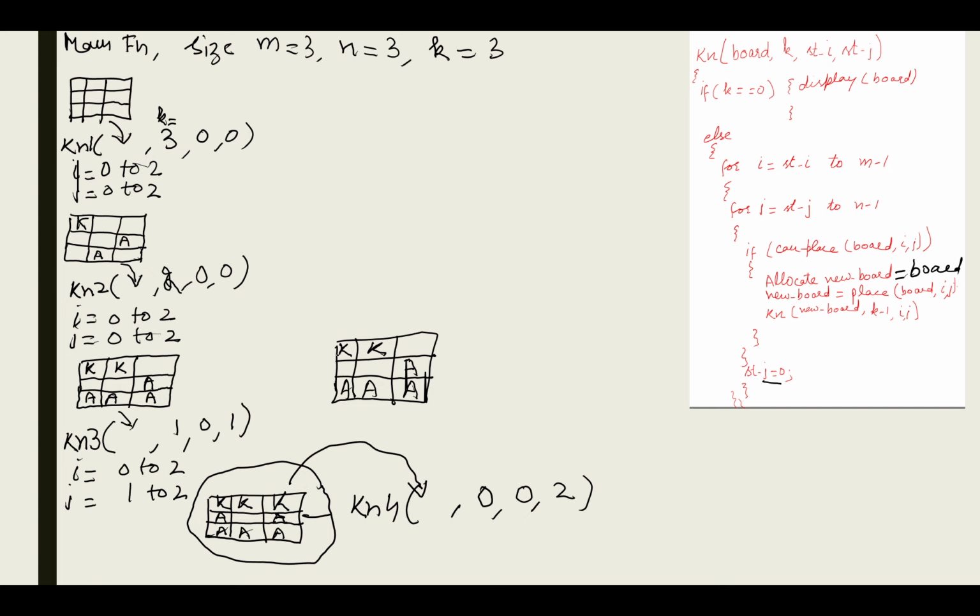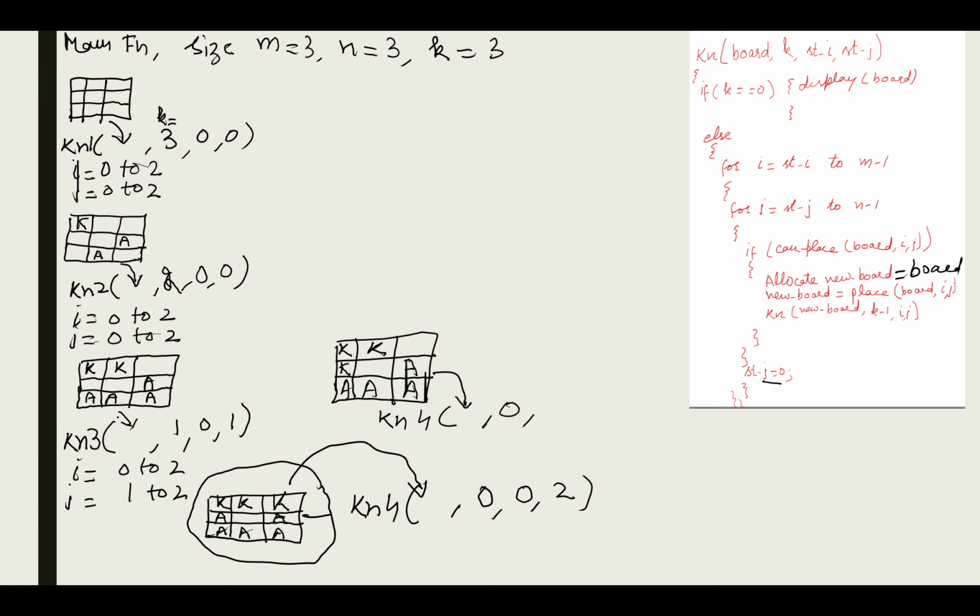Now we will place the new knight here instead of that, because our loop is at 1, 0. So the third knight is placed here. In the previous case, the third knight was placed here. Again, after placing a knight, we call Kn4 again, the fourth call, by passing this board. Previous time we passed that board, now this board.